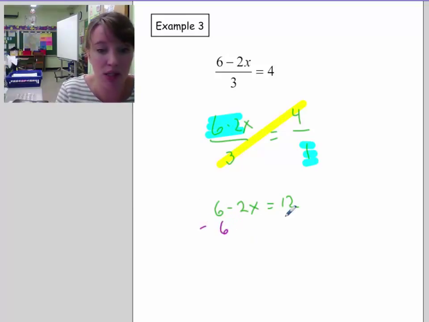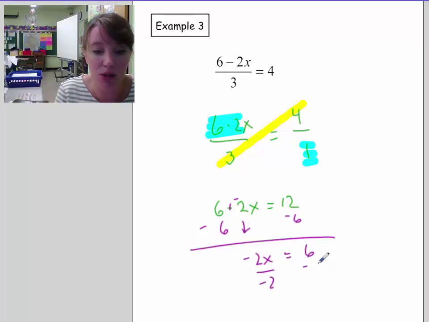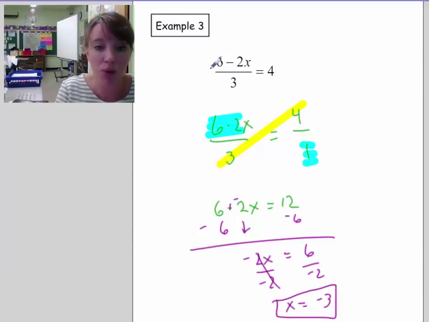We can subtract 6 from both sides. We have negative 2x. Remember, the negative 2x is being brought down because it's plus a negative 2. That's equal to 6. Divide by negative 2, cancels here. x is equal to negative 3. Okay, so a quick way to do this is just pull out those proportions.